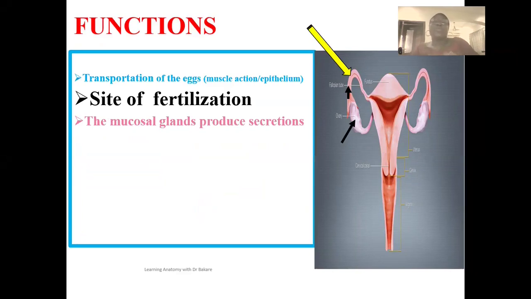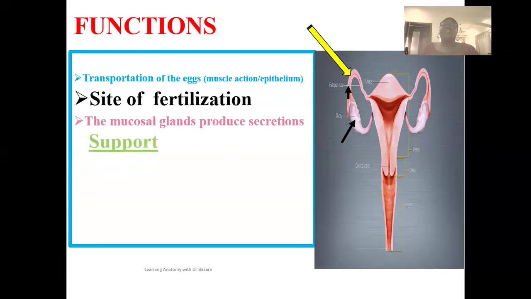Also, within the mucosal lining of the uterine tubes, we have glands that are responsible for secreting substances. And these substances are responsible for supporting the structures that are located or positioned within the uterine tube. And these secretions are used to support the unfertilized oocyte. Remember, if you go back to the process of ovulation, we say that ovulation occurs in the ovary. After this ovulation process, the egg is released into this terminal end of the oviduct.